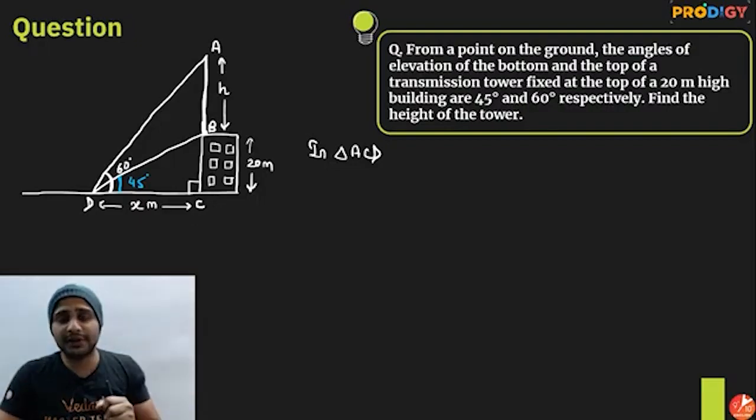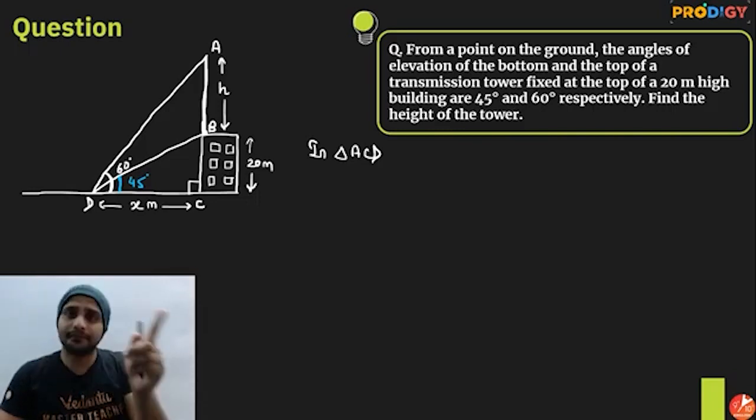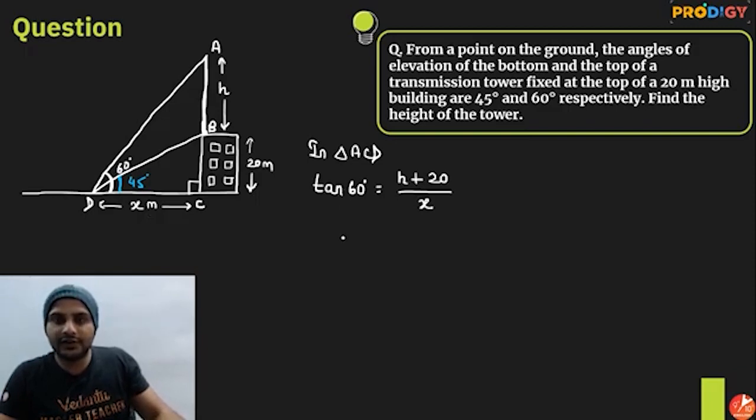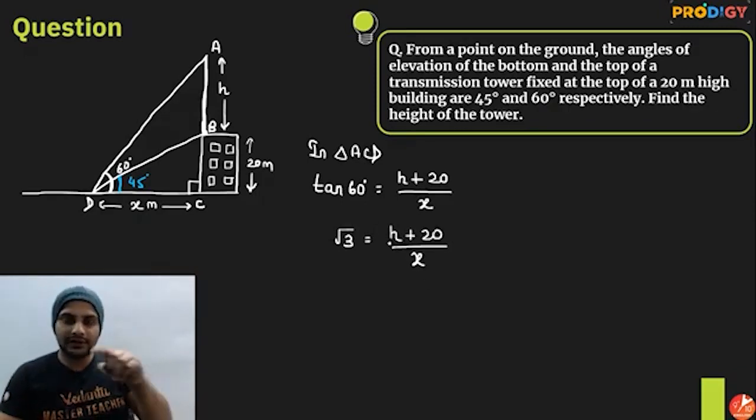So base and perpendicular means I am dealing with tan theta. So I can say tan of 60 degrees will be equal to the perpendicular, h plus 20, divided by the base, x. Tan 60 degrees is root 3, equal to (h plus 20) divided by x. Now there are two variables, so let's look at the other equation as well.